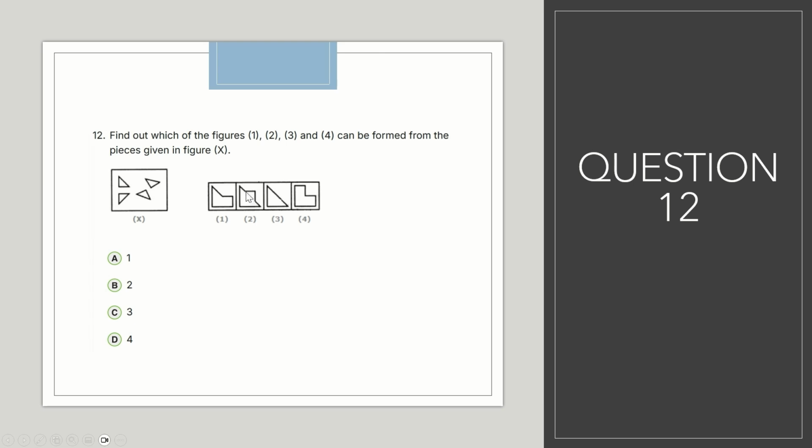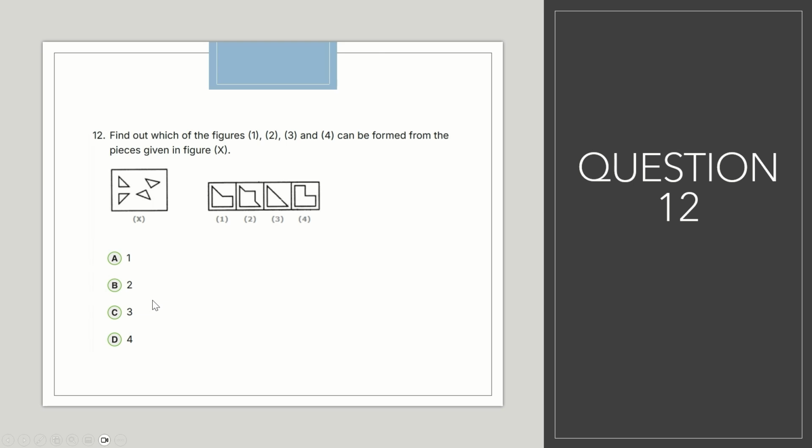Looking at figure 2, we can have a triangle here, and then perhaps another one here, another one here, and another one here. So we'll also need 5 pieces to complete this triangle. Coming to this one, we can have a triangle here, and then another triangle here, another one here, and another one here. This one requires 4 pieces, which is what we have. So our answer will be option C.